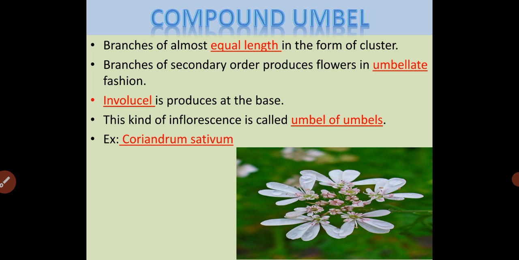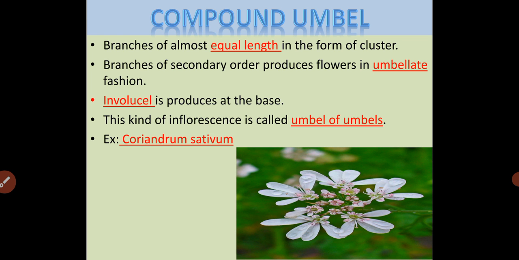Next one is the compound umbel. It is similar to that of the umbel, but here branching takes place and on the branches the clusters of flowers originate and all appear in equal length, and this arrangement is called umbellate fashion. Here along with the involucre we can observe the involucel at the base. This kind of inflorescence is called umbel of umbels, as seen in case of Coriandrum sativum.